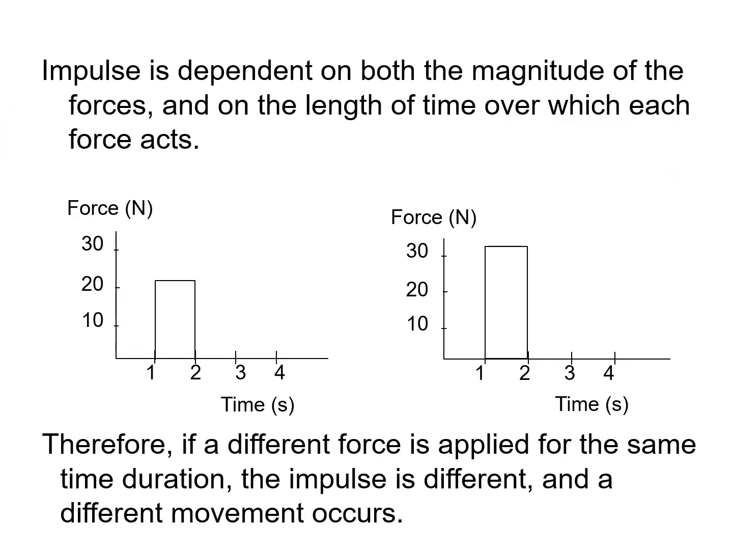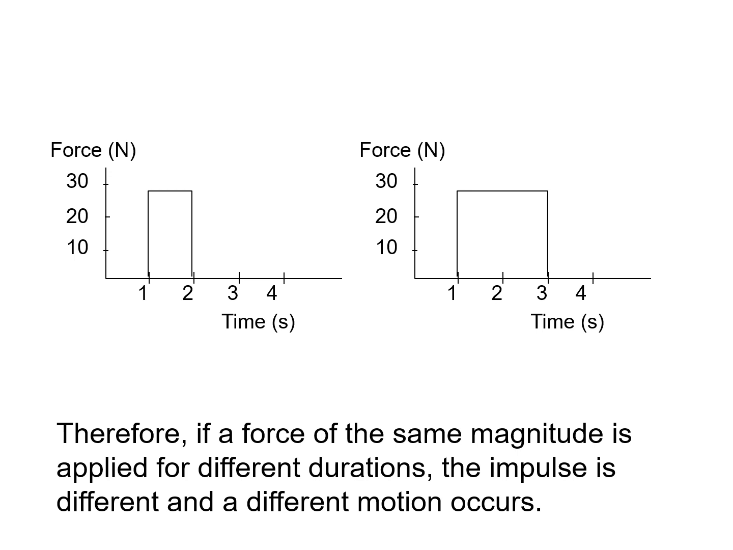So impulse is dependent on both the magnitude of the forces and on the length of time over which each force acts. Therefore, if a different force is applied for the same time duration, the impulse is different and a different movement occurs. If a force of the same magnitude is applied for different durations, the impulse is different and a different motion occurs. See, if we increase the time, we're seeing more area under the curve, so we're seeing a greater impulse. So we see a different motion.